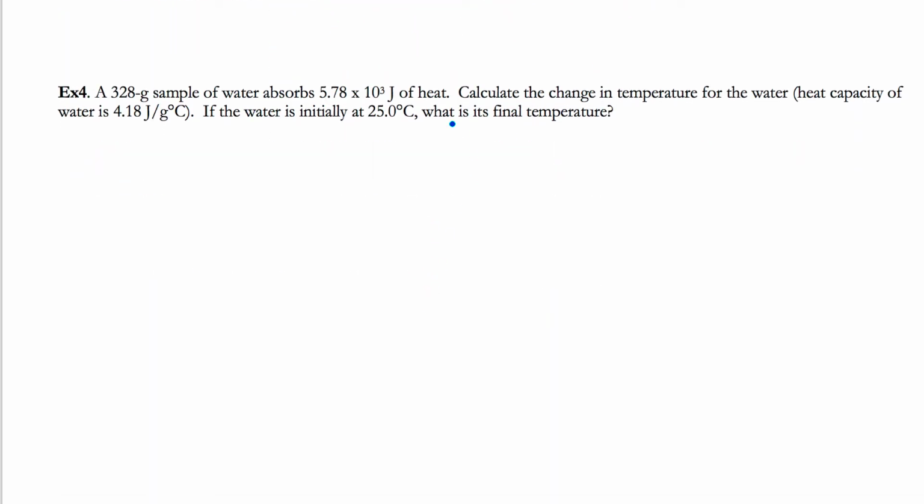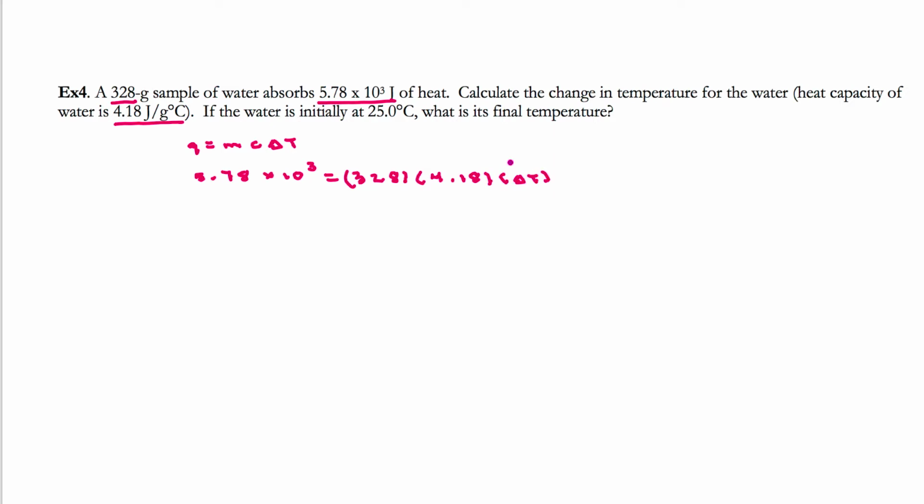For the last problem, a 328 gram sample of water absorbs that much heat. Calculate the change in temperature for water if this is the heat capacity or the specific heat. Okay, so Q equals MC delta T. I know that the heat involved is 5.78 times 10 to the third. I know the mass of the substance is 328 grams. I know that the specific heat of water is 4.18. And I'm solving for my change in temperature now.